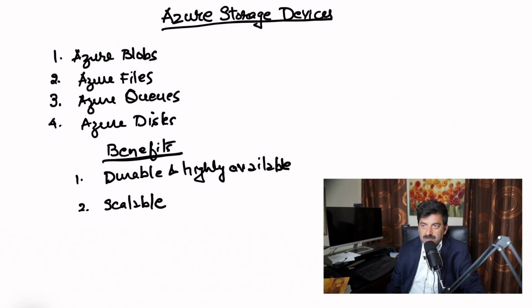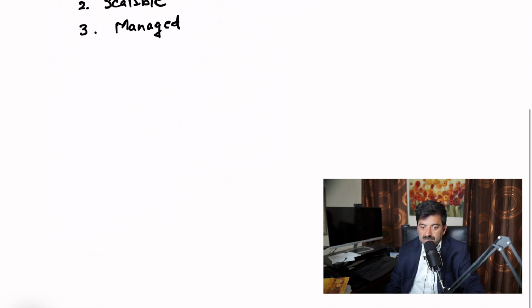That again comes with cloud computing. You can add more machines, more nodes, add more storage capacity. The third is managed: you don't have to care about the security patches, operating system, version number. That is done automatically by cloud computing providers.